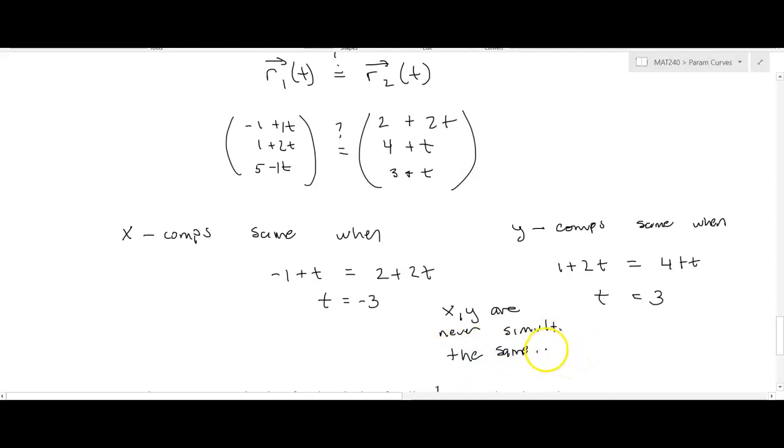So what does that mean? They never intersect. There's not even a reason why I would need to go on to the z components, because if there's not a single time where both the x and y components are the same, then clearly it doesn't matter what z is, because I want to know, will these two particles ever collide? And they are not going to.